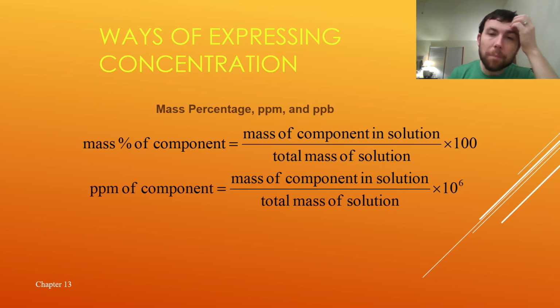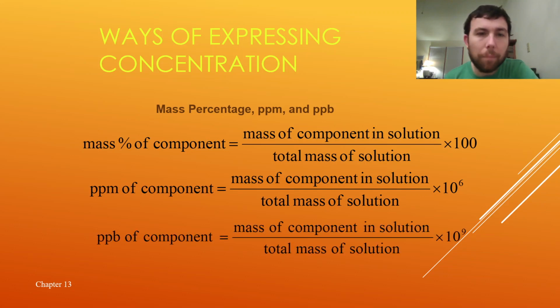Parts per million of a component: you take the mass of the component in the solution, you take the total mass of the solution, divide those two, and then multiply by 10 to the 6th, and that gives you your parts per million concentration. And then you've got ppb, parts per billion. Take the mass of the component in the solution, divide that by the total mass of the solution, then multiply that by a factor of 10 to the 9th, and that gets you parts per billion, right? So these are all ways in which we can express concentration.